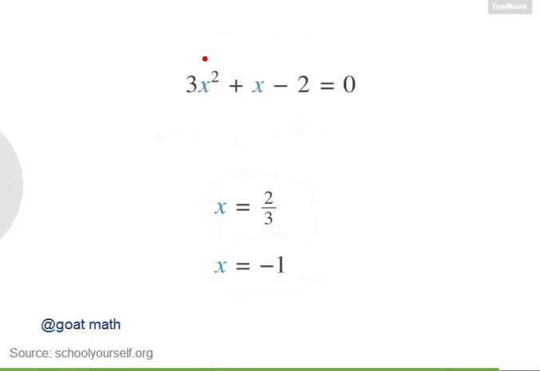When x equals 2/3, 3x squared works out to be 4/3. X is 2/3, and then we're subtracting 2. Sure enough, this gives you 0. And when x equals -1, 3x squared is 3, x is -1, and we're again subtracting 2. And this also gives you 0. Factoring quadratics can be very tricky work, but with practice, you'll get the hang of it.